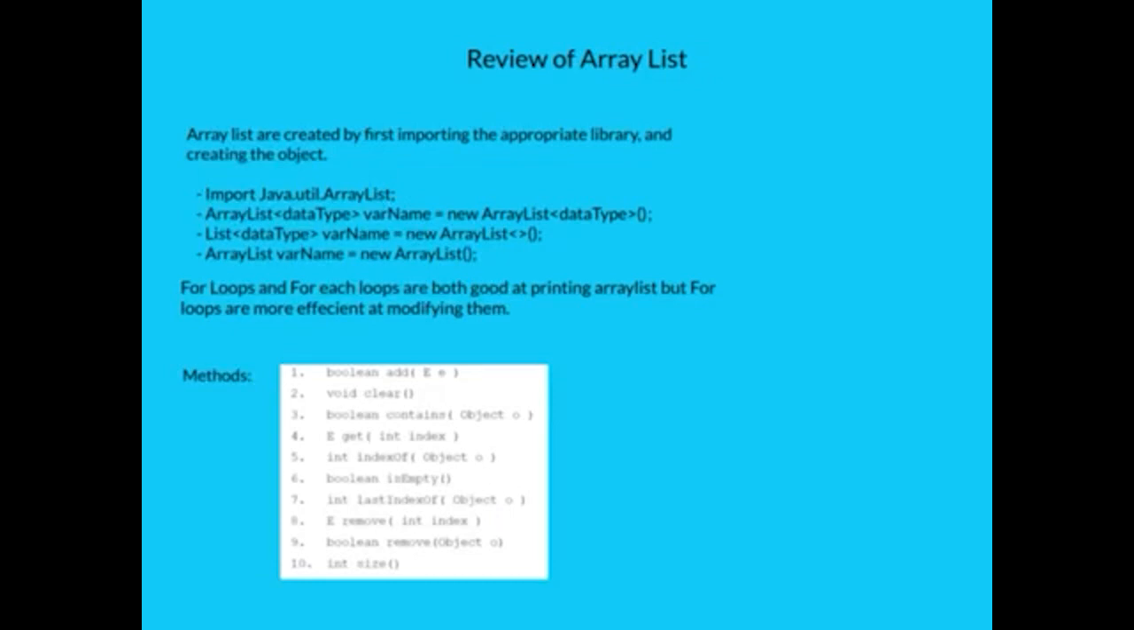Review of ArrayLists. They are created by first importing the appropriate library, as you can see below, import java.util.ArrayList, and creating the object. And you can also see 3 different ways to create an ArrayList below. For loops and for each loops are both good at printing ArrayLists, but in the end, for loops are more efficient at modifying them. As you can see below, there are multiple methods that you can use with ArrayList to modify them.